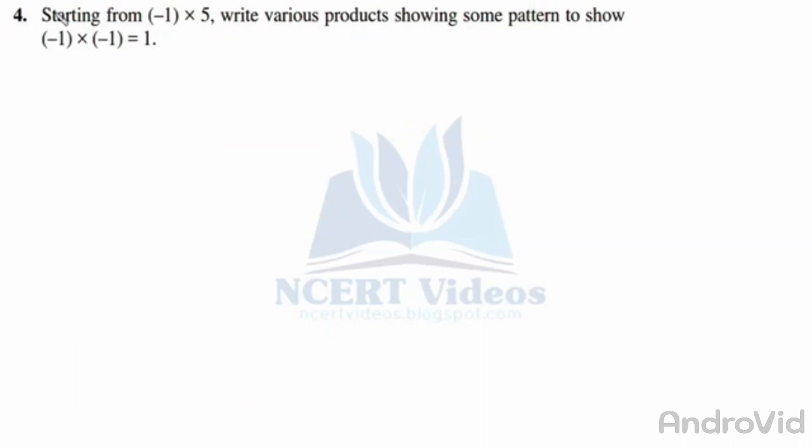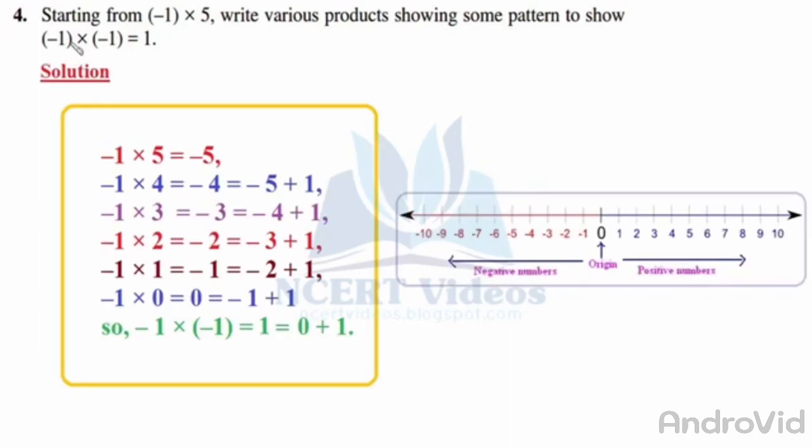4th. Starting from -1 into 5, write various products showing some pattern to show -1 into -1 equal to 1. So we have to start from -1 into 5, that gives you -5. We have to reduce the number by 1 in order to get the pattern. So first of all, the first one is given to us. Simple. Now we have to catch the pattern.